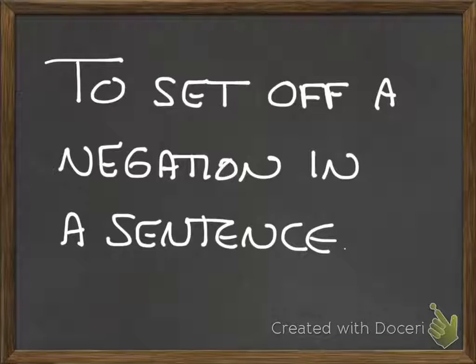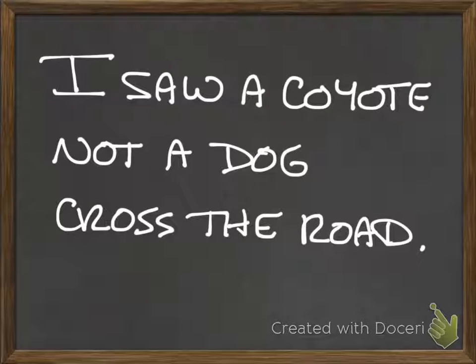Now it gets a little more complicated from here. In this example, we have a negation. That means to negate something is to say it is not so, or to say it is this thing, not that thing. Right? So when you have a negation in the middle of a sentence, you set it off with commas. I saw a coyote, not a dog, cross the road.